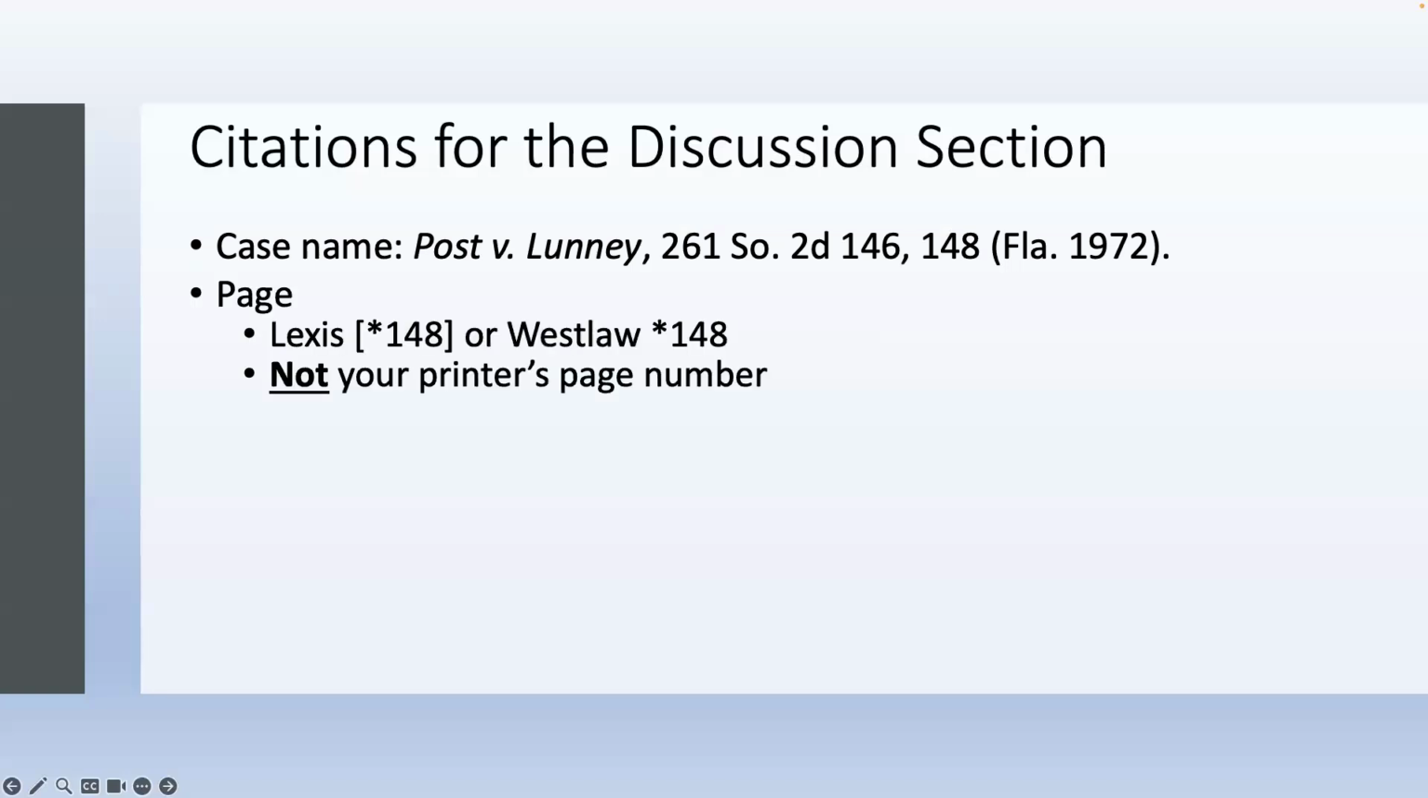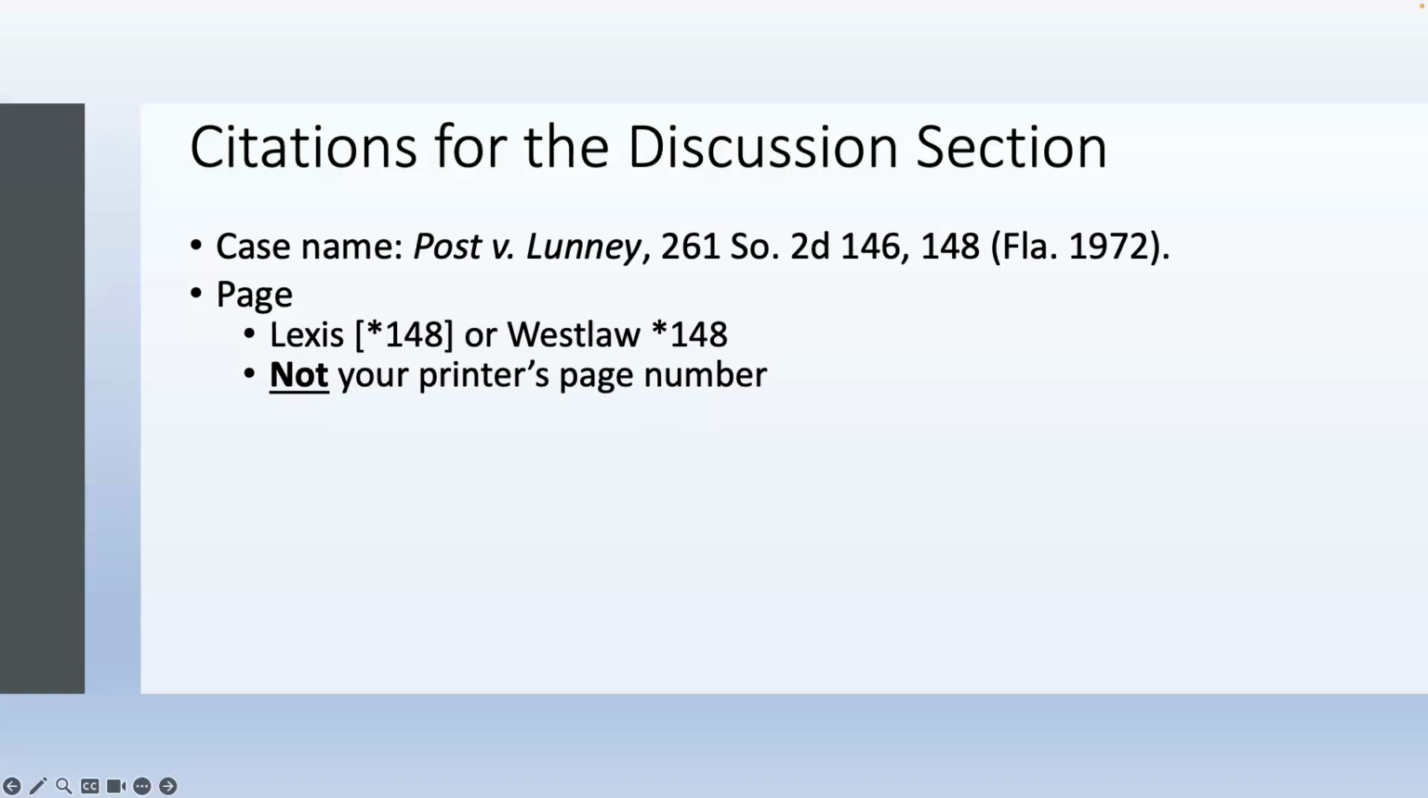Remember, when you are citing, if you have emailed yourself copies of the case and you didn't copy the PDF of the original, but you're using the Westlaw or Lexis version, look in Lexis for the bracketed single asterisk number, or in Westlaw, just look for the asterisk number. Make sure you're not using the page from your printer or the bottom or top of the page that says Westlaw page 1. Don't use that.